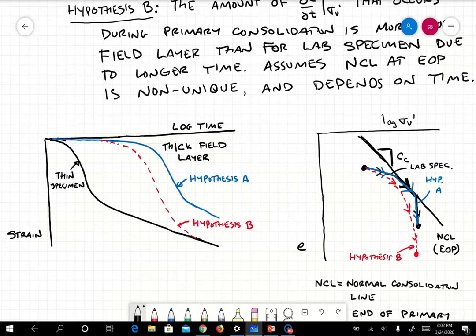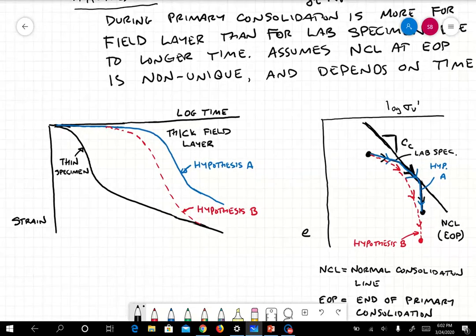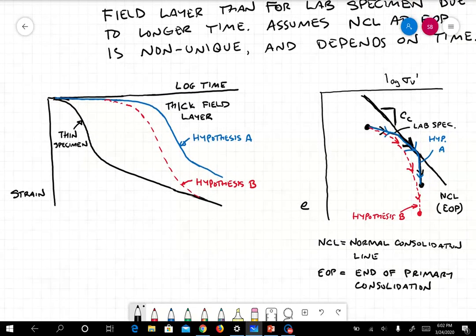This set of figures right here explains hypothesis A and B and the difference between them. And in this class, we're going to use them both. We'll run computer programs that use hypothesis A, and we'll run computer programs that use a variety of hypothesis B. These hypotheses aren't necessarily prescribing a certain procedure for how secondary compression is computed. It's more just an overarching idea. So anyway, let's talk about the idea. That's the goal right now.